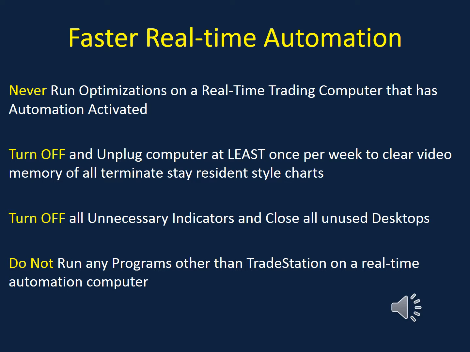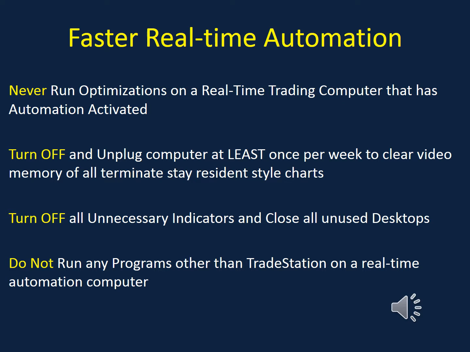First of all, never run optimizations on a real-time trading computer that has automated activation. Now, what that means is, if you want to do optimizations, I suggest do it on a separate machine, not hooked up to real data. In other words, if today is May the 4th, then have your data stop on May 3rd and don't hook it up to real-time data and do your optimizations on a separate login. That way, the machine will go very fast because it's not trying to pull that last data, and also it won't tie up the machine during the times when it's trying to send orders.